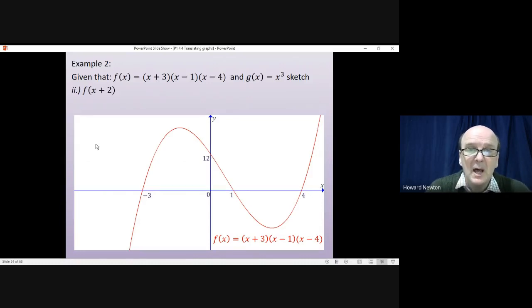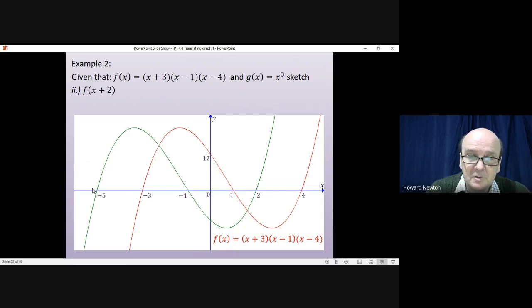Question 2 asks us to do the same thing, but where we add on 2 to the x values. So f of x plus 2. Now that's a translation in the x direction, because it's the x values that we're adjusting. And it's going to be a translation of minus 2. Does the opposite of what you have here. So the whole thing is going to move to the left by 2 units. So you'll get something like that. Minus 3 will move back to minus 5. The crossing point at 1 moves back to minus 1. And the crossing point at 4 moves back to 2.